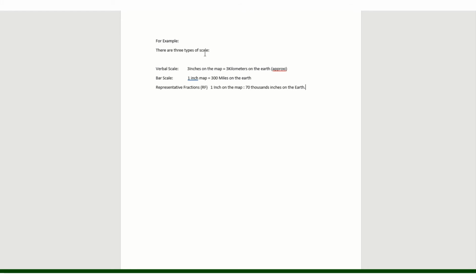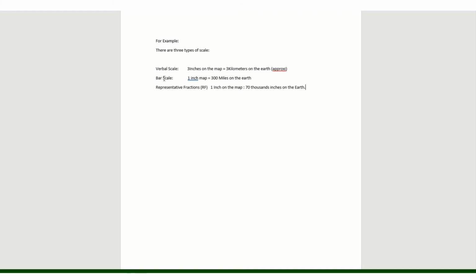So these are the three types of scales. Verbal scale: 3 inches on the map, which we assume that distance would be counted as 3 kilometers. Bar scale shows 1 inch on the map is equal to 300 miles on the earth. So it depends on the map. Once you see the map and the bar scale, both figures will be given. The above figure or the down figure, if it is the lesser number, that means it is on the map. The bigger number means it is on the earth. Similarly here, the lesser number is on the map and the bigger number is on the earth.